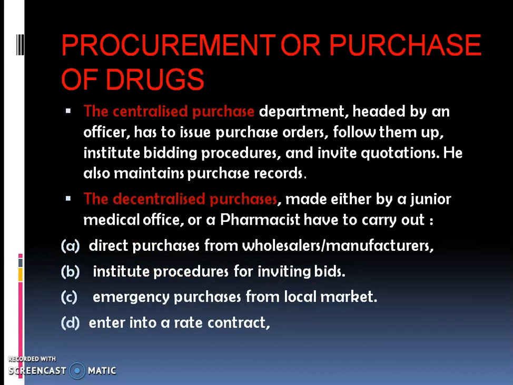Procurement or purchase of drugs. The centralized purchase department, headed by an officer, has to issue the purchase orders, follow them up, institute bidding procedure, and invite quotations. He also maintains purchase records. Then how is procurement or purchase of a drug done in decentralized purchase? It is done either by the junior medical officer or a pharmacist. So, first step is direct purchase from the wholesaler or manufacturer. Second, institute procedure for inviting bids, emergency purchase from the local market, or enter into a rate contract.